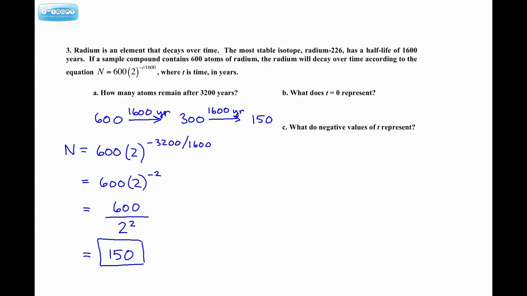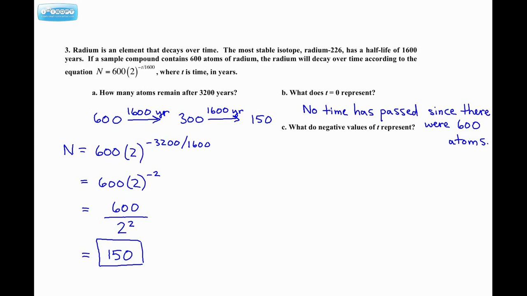Part B. What does t equals 0 represent? Well, t is in years, so 0 years, well, that just means no time has gone by. So no time has passed since, I should have left myself more room, there were 600 atoms. So we're just at the beginning. So no time has gone by.